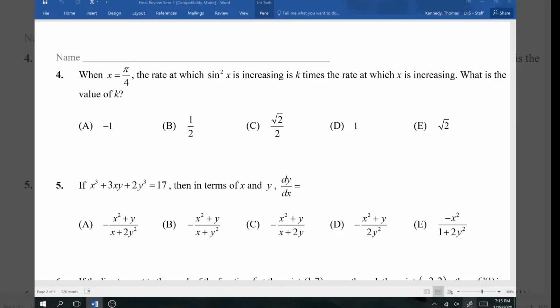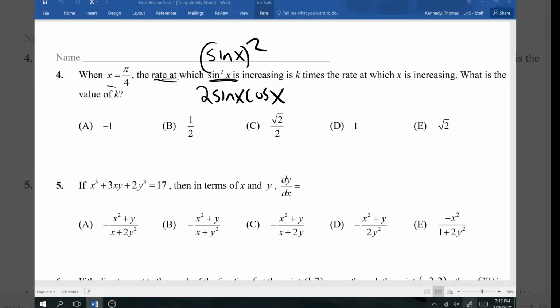So, in 4, you're given an x value. It asks you the rate at which sine squared of x is increasing. So, right away, when I see rate at which sine squared x is increasing, I know I got to take the derivative of sine squared x. So that is 2 sine x cosine x. Remember, it's not cosine squared x because you actually have to remember to do the chain rule here. And sine squared x is the same thing as sine of x squared. You do 2 times the inside times the derivative of the inside, which is 2 sine x cosine x.